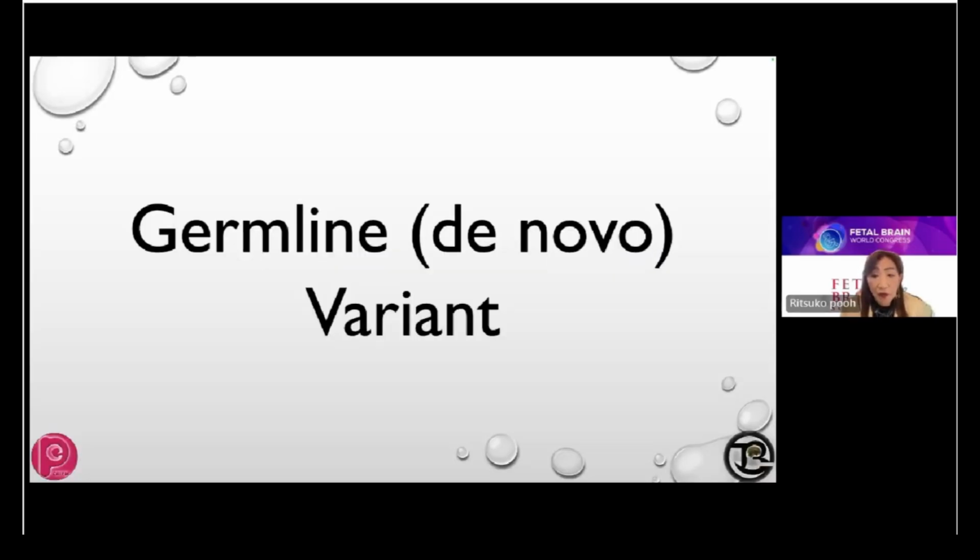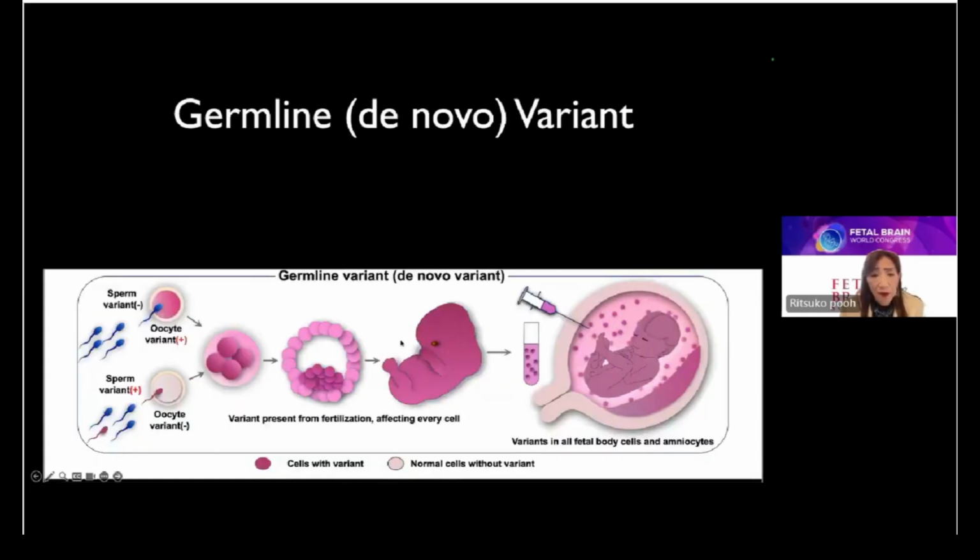I would like to share some germline variant cases. Germline variant here means de novo variant, which specifically refers to a variant that arises spontaneously in the parental gametes. The de novo variants are present from fertilization and affect every cell in the developing fetus.